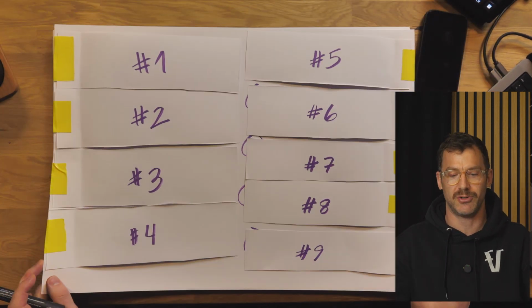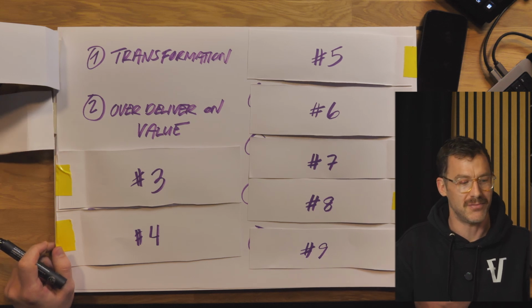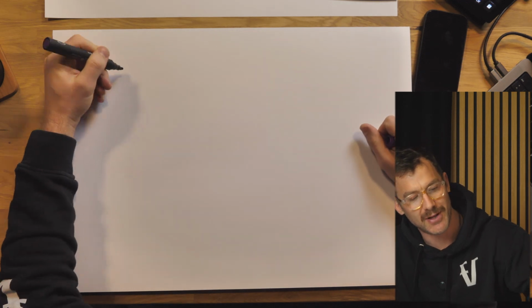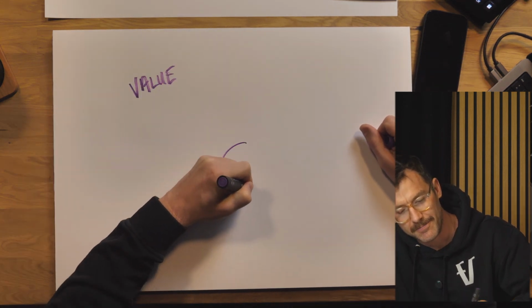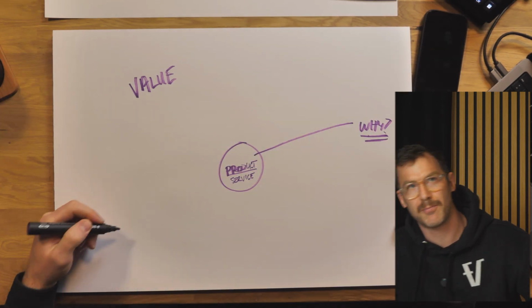So now we're gonna go to step 2. Step 2, over deliver on value. What does that even mean, bro? Everyone talks about value, value, value. What does that even mean when I'm saying value? I'm over delivering on value. What it means is you've got a product, you've got a service. It's the reason your business exists, right?